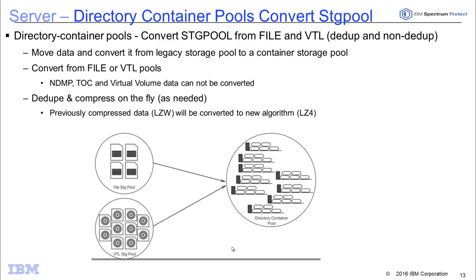Previously, customers were not able to move existing data into these directory container pools. But now in version 7.1.6, if you have either a file device class or a VTL storage pool, we can move that data into the directory container pool. The only type of data we cannot convert is your NDMP, table of contents, and virtual volumes. And as we do the conversion, we will compress it with the new LZ4 algorithm.